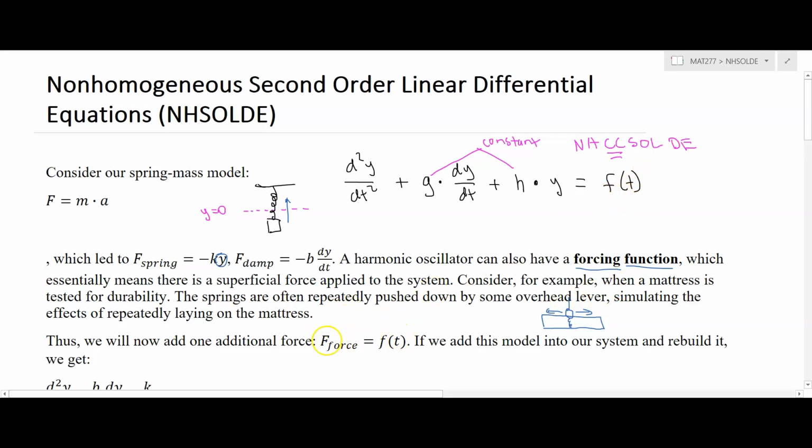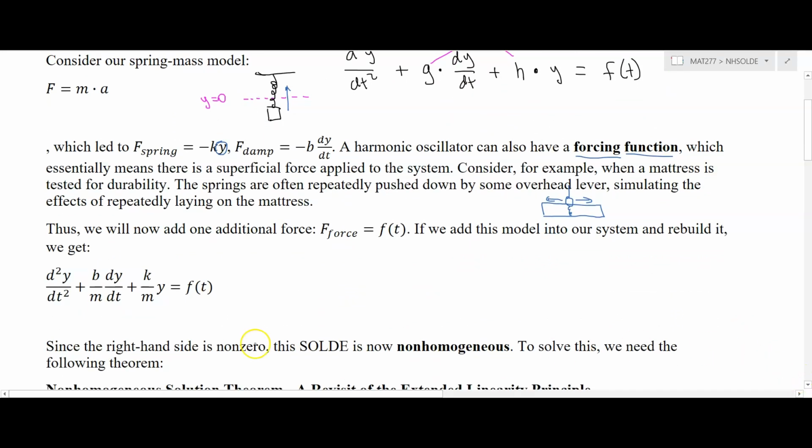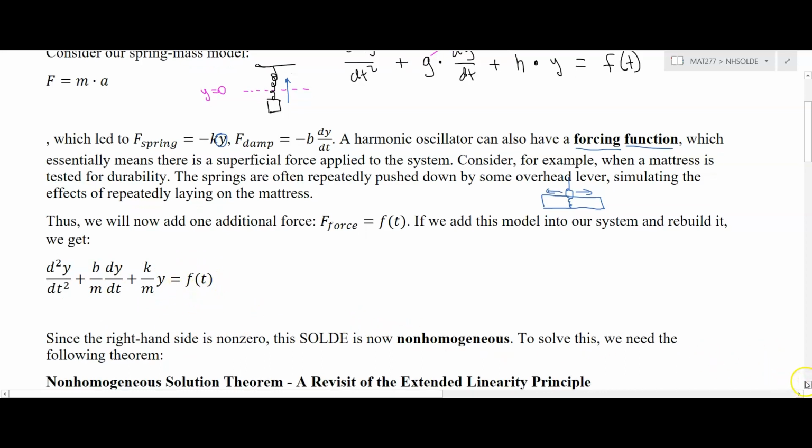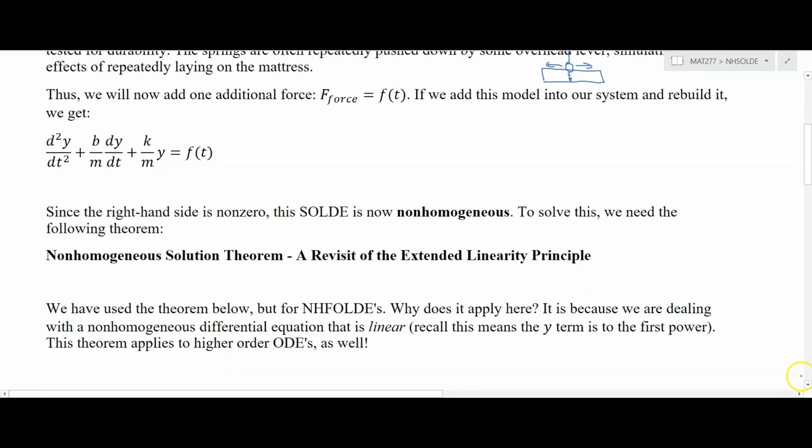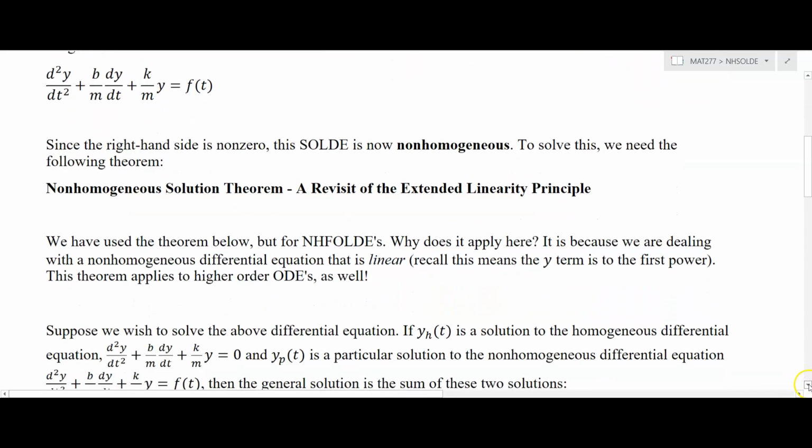So we're going to refer to this new force, f sub force, as some function, potentially of time. It could be constant. So our spring mass system starts to look like this. The right-hand side is non-zero, so this f of t makes this equation non-homogeneous. So to solve this, it turns out that we can already use some principles that we've learned, and this theorem, called the extended linearity principle, is what we get to apply here.